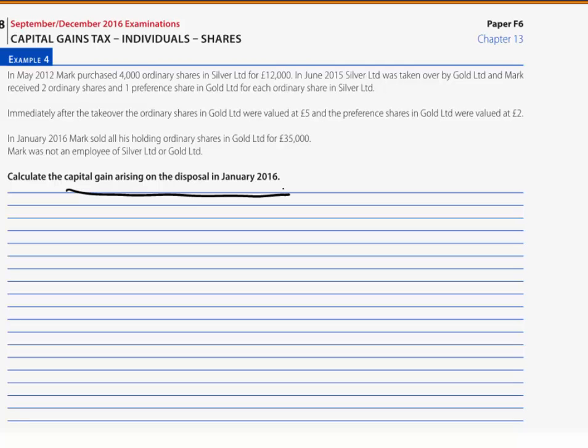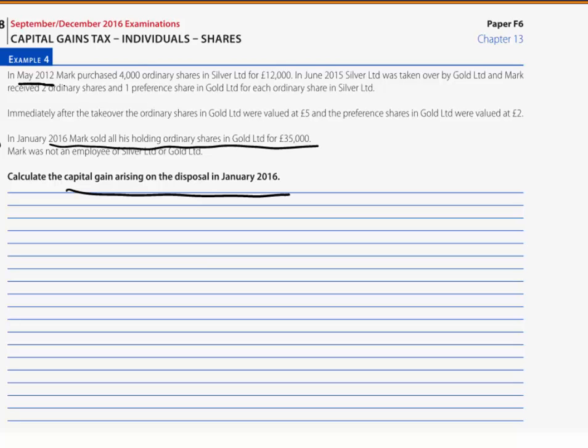We discover when you read through the information that in January 2016, Mark sold all his holding of ordinary shares in Gold Limited for £35,000. So we're thinking, well, this is easy enough. Calculate the gain on the disposal in January 16: sale proceeds £35,000, and we sold all of the holding of ordinary shares, so we're going to have no problem working out what the cost will be. It'll be just the total cost. But then we start to read the further information in the question.